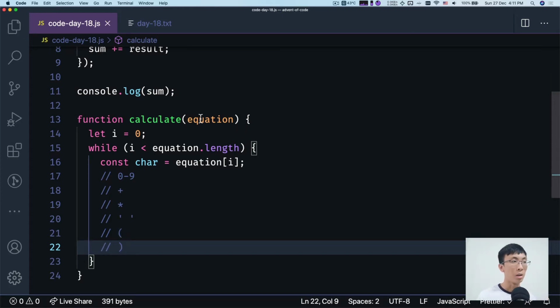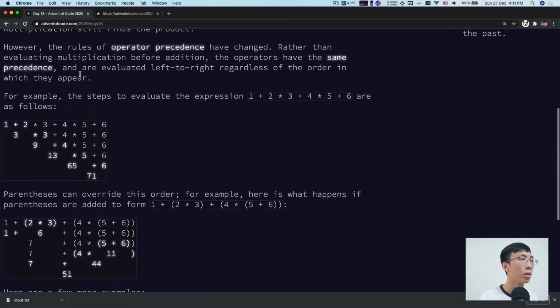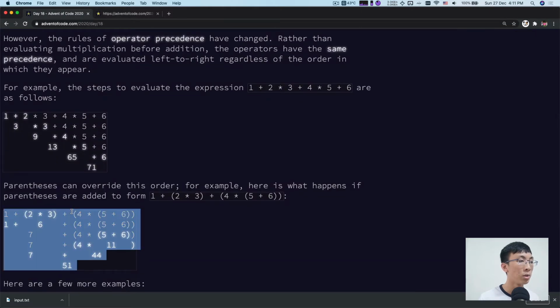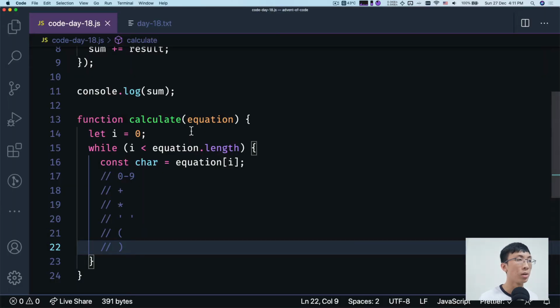Before we start, let's strategize on what we are going to do here. For example, let's take a look at one of the equations over here, which is 1 plus 2 times 3 plus 4 times 5 plus 6, right?